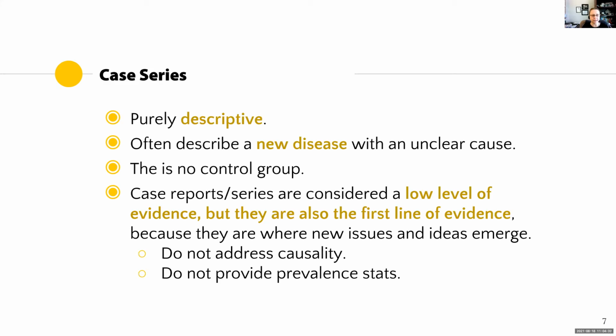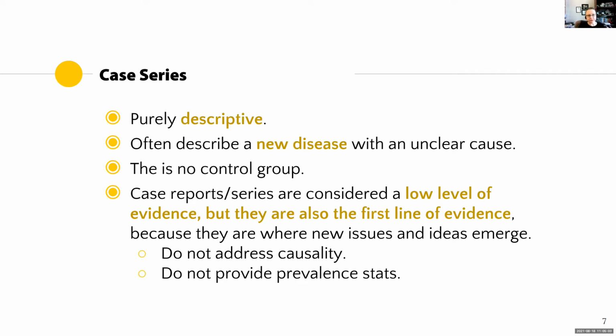Okay. Now, a case series is exactly what it sounds like. It's just a series of case reports. They're purely descriptive. They often describe something new with kind of an unclear cause. There is no control group, and they're considered the lowest level of evidence. But I don't like for people to kind of beat up on case studies and case series, because this is the first line of evidence. This is where we see new and emerging things, right?